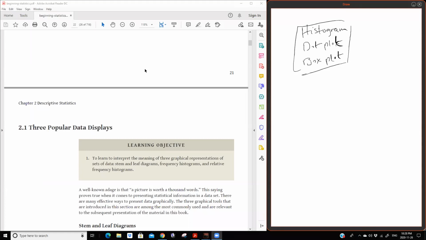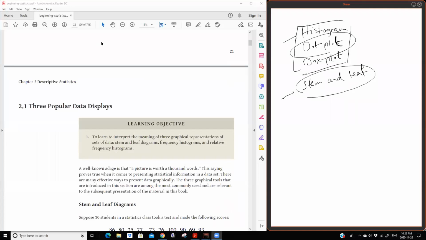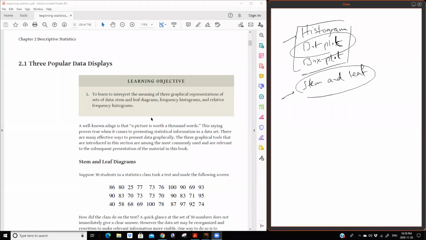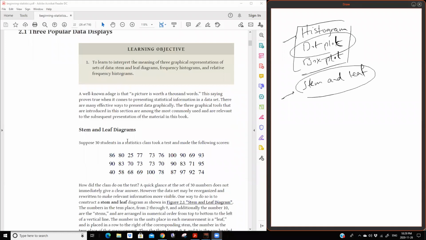Another very interesting one is something called the stem and leaf plot, which is basically very similar to the dot plot that you have in Khan Academy. I'm going to talk about these types of plots today: the stem and leaf plot and the histogram. We have two types of histograms: frequency histogram and relative frequency histogram. So let's talk about these diagrams. What is a stem and leaf diagram?